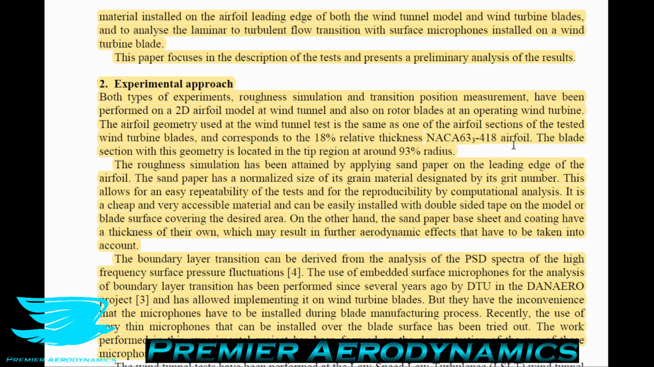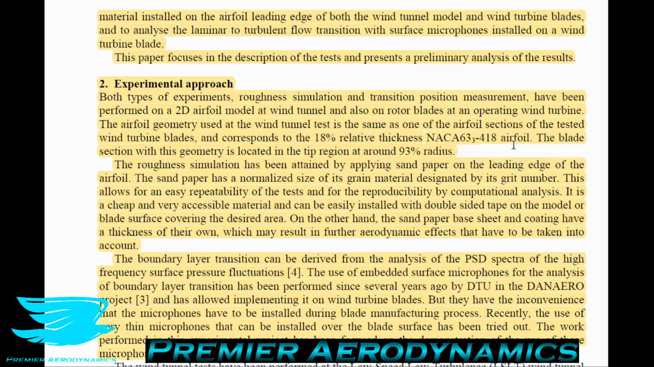So this sandpaper that they're using on the leading edge to trip the boundary layer, they say this allows for easier repeatability of the tests because sandpaper's roughness is so strictly controlled, and for reproducibility by CFD. It is a cheap and very accessible material and can be easily installed with double-sided tape on the model or blade, covering the desired area.